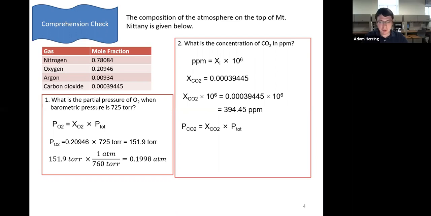And if we wanted to relate this to the partial pressure of carbon dioxide, we can multiply the mole fraction by the total, and we get 0.286 torr. So as we would expect, because the proportion of molecules of carbon dioxide is very small, only 394 per million, the pressure that they contribute to the atmosphere is also very small.